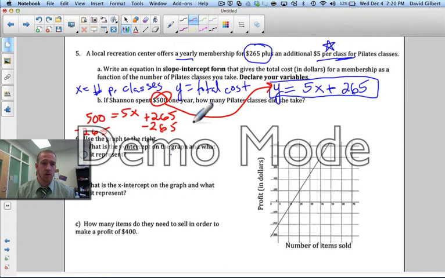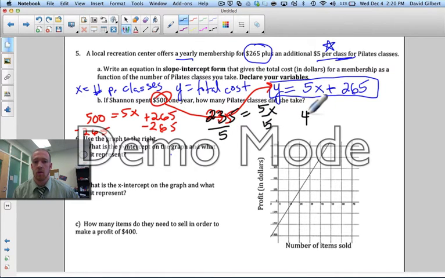So that is going to be 235 equals 5x. And 5 goes into that 47 times, I believe. Yeah, we'll go with that. Sweet. So 47 classes. Did that in my head.